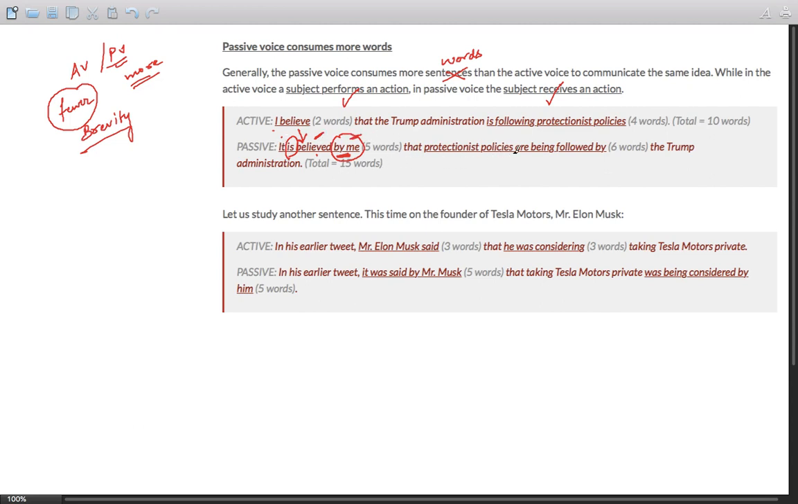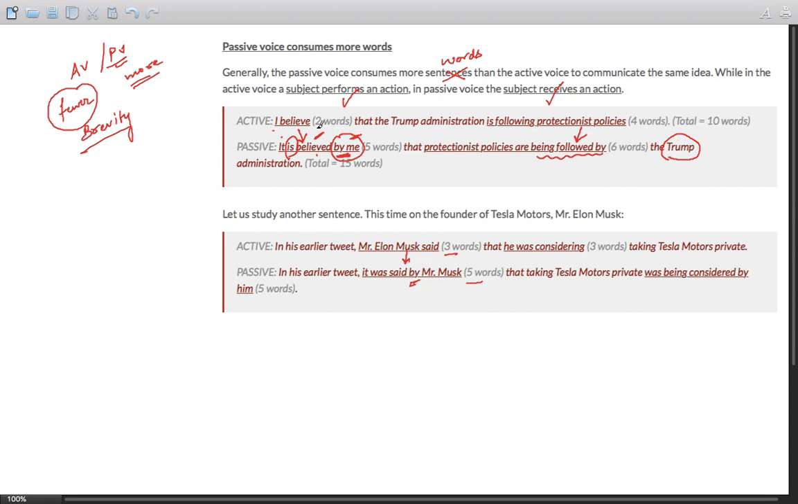That protectionist policies are being followed by. So this is again a passive voice. Trump administration is following protectionist policies, and protectionist policies are being followed by. So the subject who is performing the action is placed at the end. It is not placed in the beginning. Okay. Let us come over here. In his earlier tweet, Mr. Elon Musk said, or it was said by Mr. Elon Musk. So you will notice that the number of words are increasing.